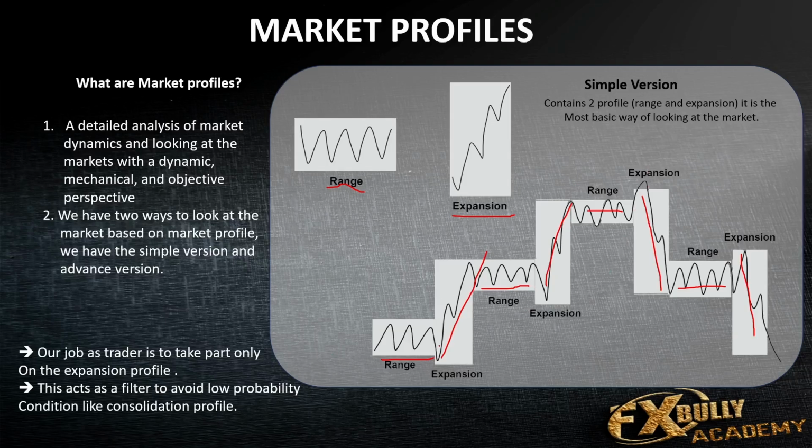This also acts as a filter so that we might avoid low probability conditions like consolidation or ranging profiles. Therefore, we do not trade in these conditions. We only look for expansion conditions. Therefore, we deem ranging profiles as low probability profiles.